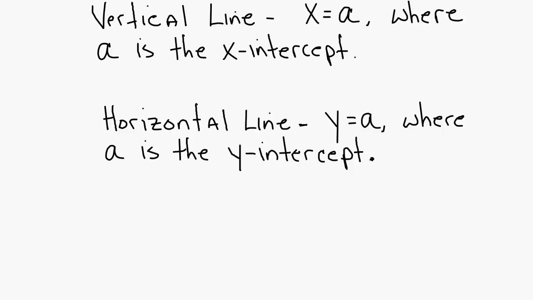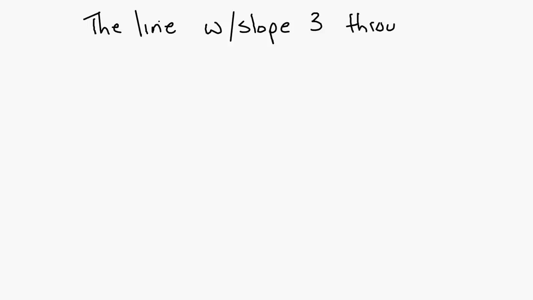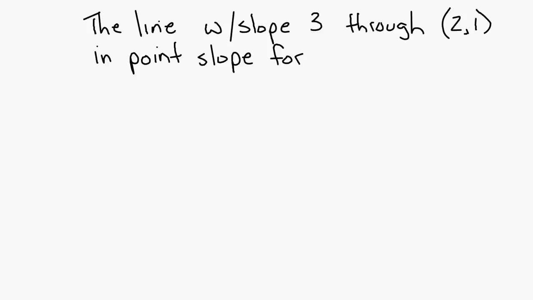All right, so look at the top of page 191. We'll do some examples now. Writing equations of lines. And on the top of that page, you're asked to write an equation of each line in the given form. So they ask for the line with slope 3, through (2, 1), in point-slope form.